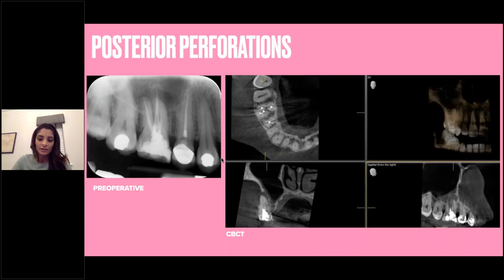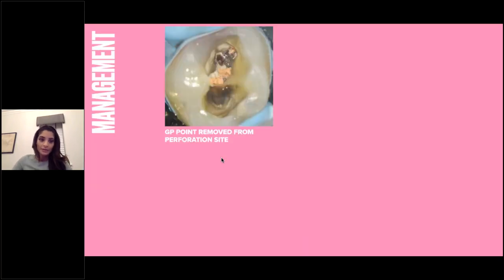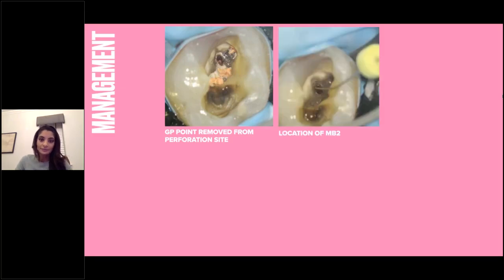So cone beam CTs are a really useful tool when treating complex endodontic cases. They give you a roadmap of what you're expecting, and also give you a chance to tell the patient what the prognosis is and plan the treatment. So this is what it looked like when I had removed the GP point from the perforation site. This is MB1 here, this is palatal, and this distobuccal is over here, and this is where the MB2 perforation site was. So the GP point came out nice and intact.